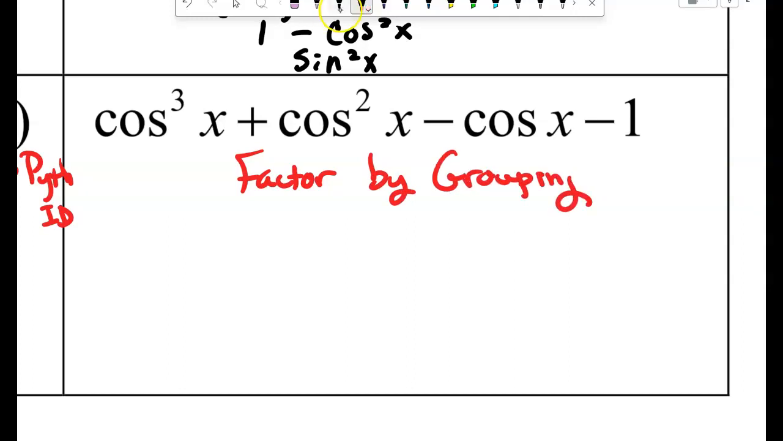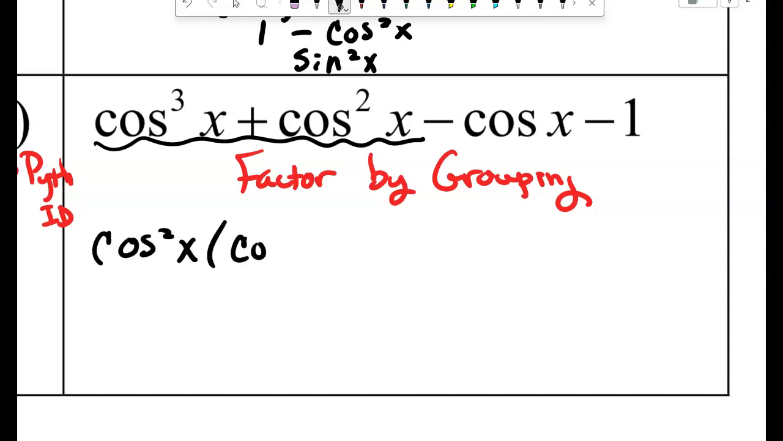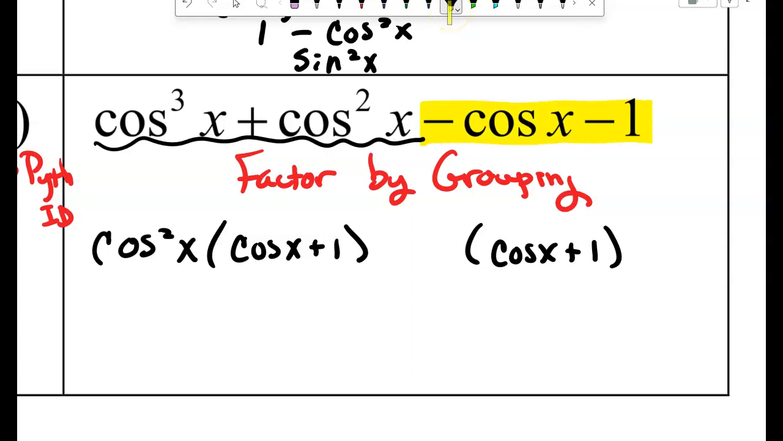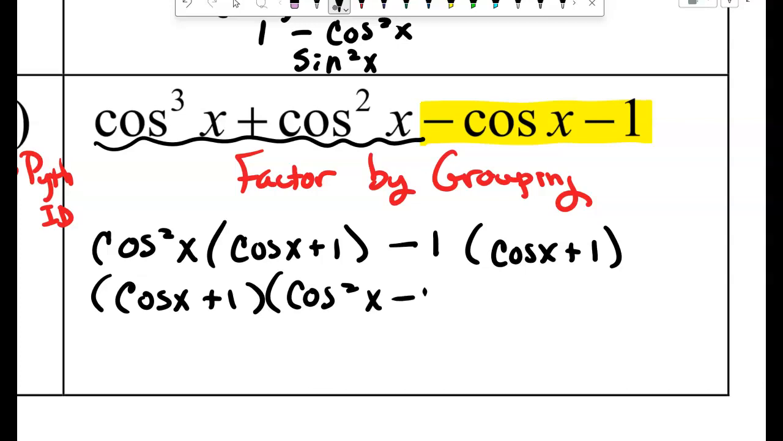If we look at the first two, what can we take out? Yeah, cosine squared x. And we get left with cosine x plus 1. How do I change a negative cosine x minus 1 to get a positive cosine x plus 1? What do we take out? Yeah, we take out a negative 1. All right, so then you take your GCF out. That's a cosine x plus 1 times the quantity cosine squared x minus 1.